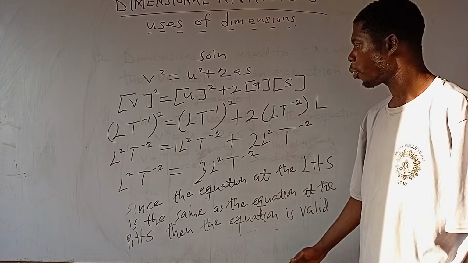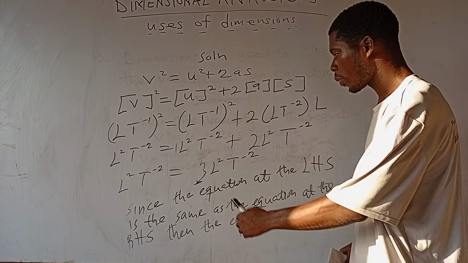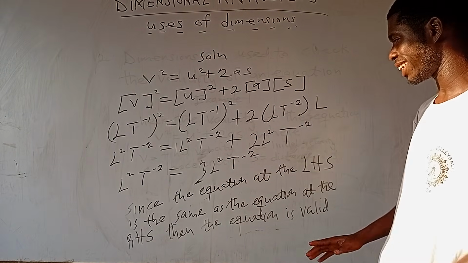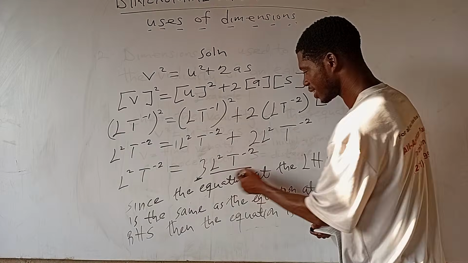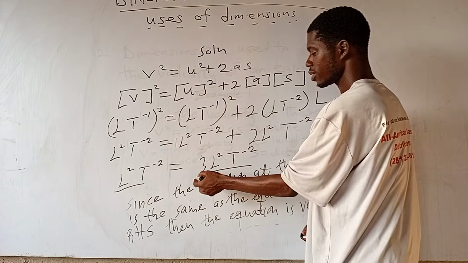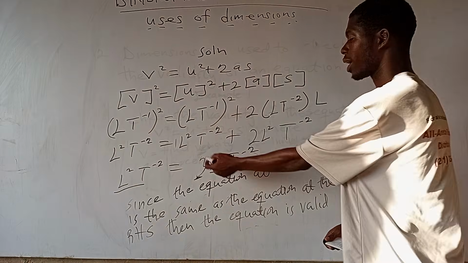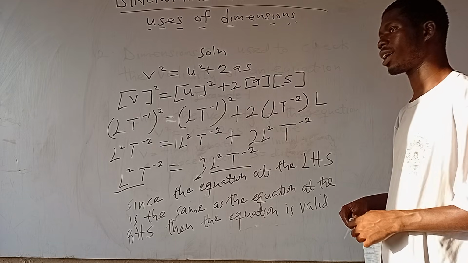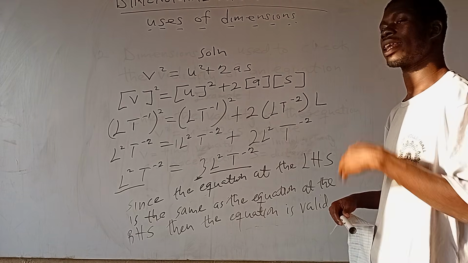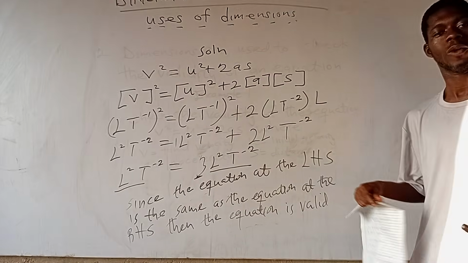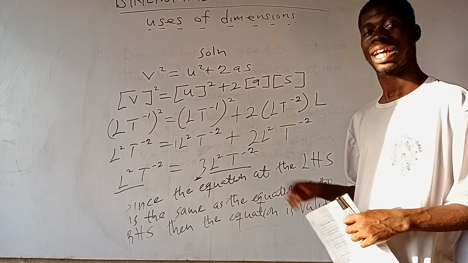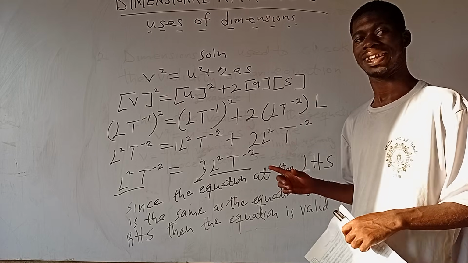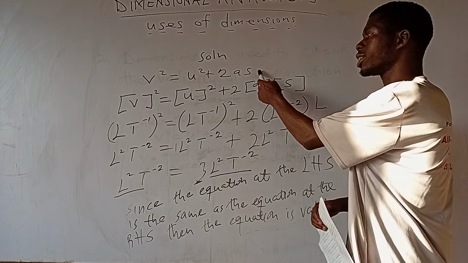Yeah, so you can see that what we got at the left hand side is the same as what we got at the right hand side. They are the same. This is constant, so we ignore it. So since the equation at the left hand side is the same as the equation at the right hand side, then that equation is valid. Yes, the equation is valid.